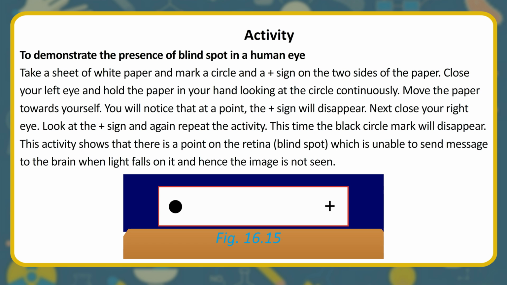Next, close your right eye. Look at the plus sign and again repeat the activity. This time the black circle mark will disappear. This activity shows that there is a point on the retina, blind spot, which is unable to send a message to the brain when light falls on it and hence the image is not seen.